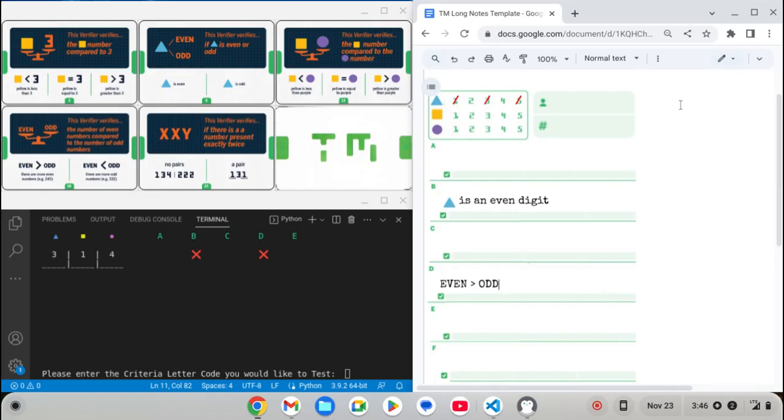So let's see. We do have the comparison of square and circle. Just wondering again, are we dealing with 2 evens in square circle or 2 odds? Let's see. Well, let's go ahead and test criteria card C.